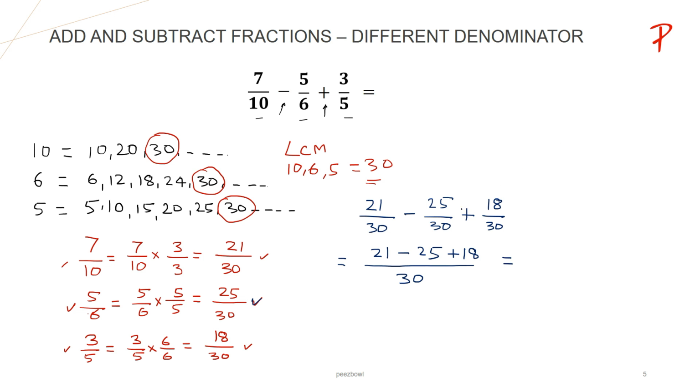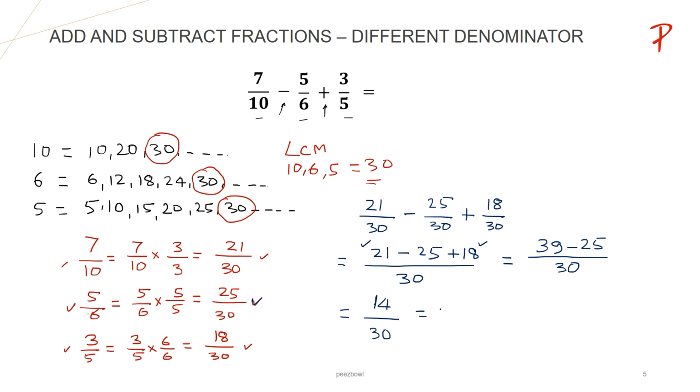So what we are going to do, I will add 21 and 18 first, and then from the addition I will subtract 25. So 21 plus 18 is 39, minus 25, and at the denominator's place I have 30. So 39 minus 25 is 14, and at the denominator's place we have 30.